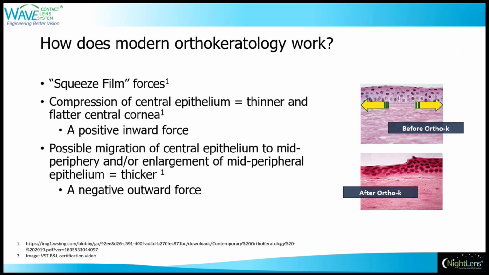The change of corneal shape is not due to the mechanical pushing of the orthokeratology lens, but rather it is the fluid forces created by the fitting relationship of the cornea and the lens. This is called the squeeze film force. The positive inward force results in a slightly thinner central corneal epithelium, whereas the negative outward force results in a thickening of the mid-peripheral epithelium.